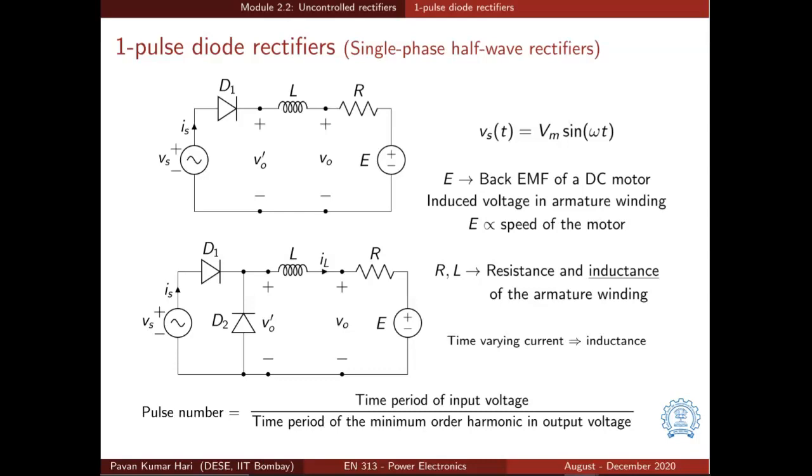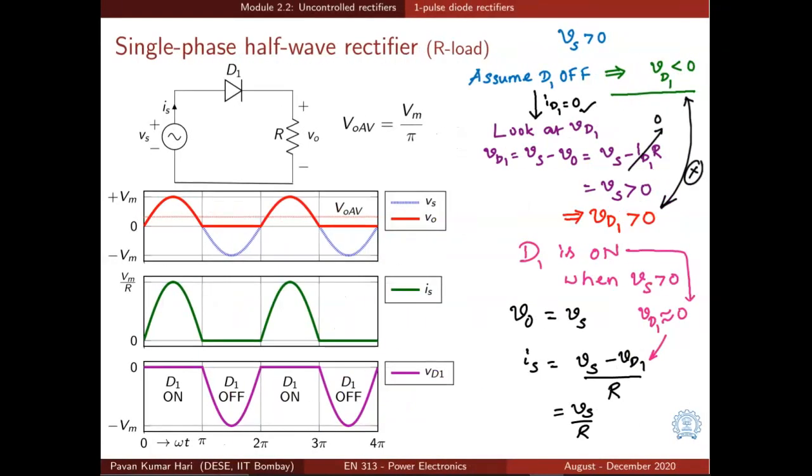Let us proceed with the analysis of the first circuit, which is a single phase half wave rectifier with a resistor as load. The circuit is shown here. We need to determine the state of the diode to start with. Let us assume that before t equal to 0, that means before this point, the diode is off, nothing is happening in the circuit. And at t equal to 0, the voltage Vs becomes positive, which is Vs greater than 0. And let us assume that the diode continues to be off.